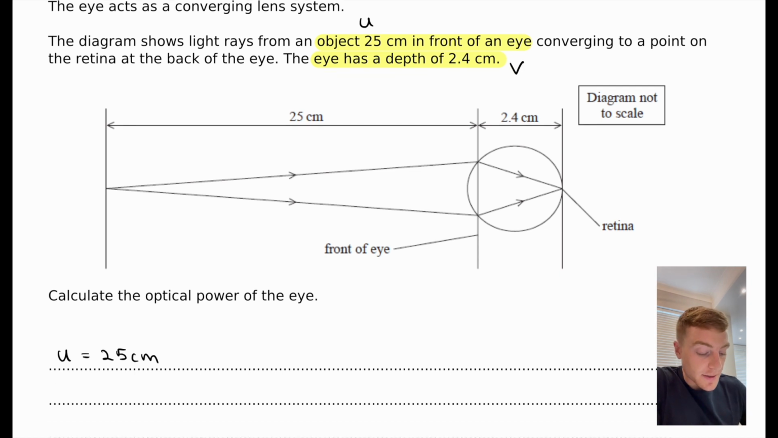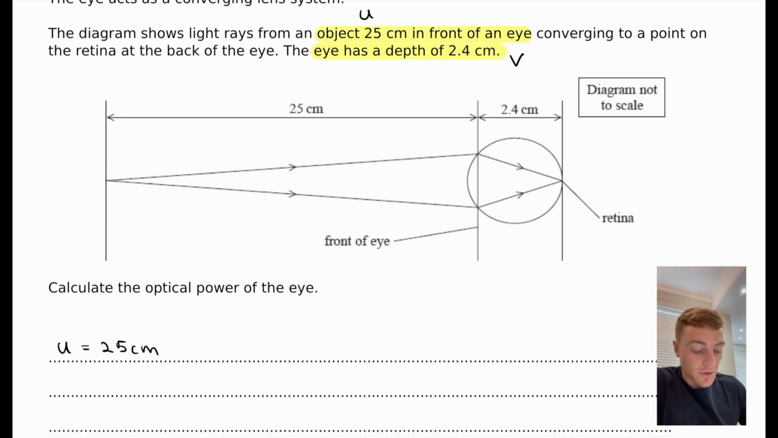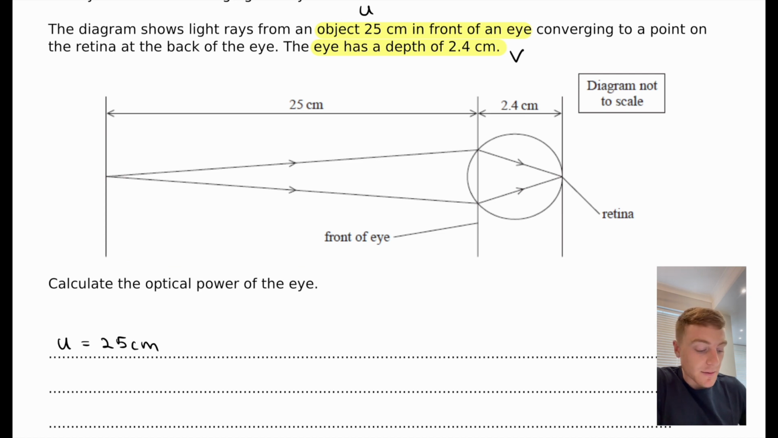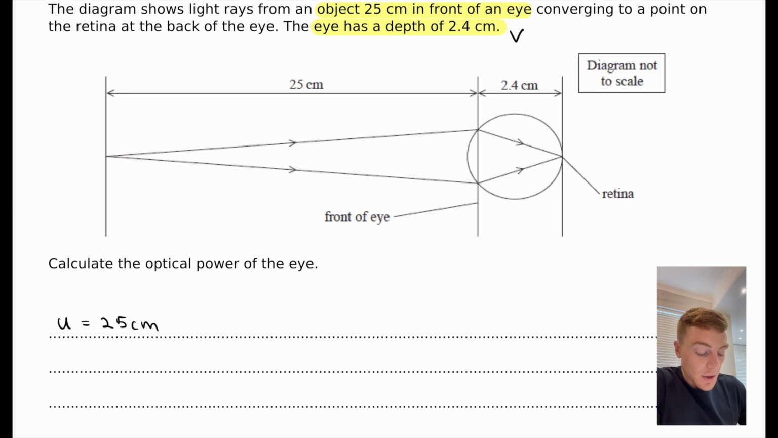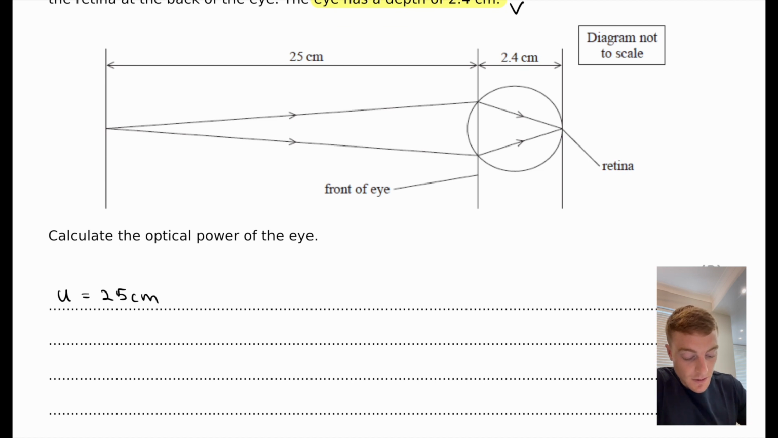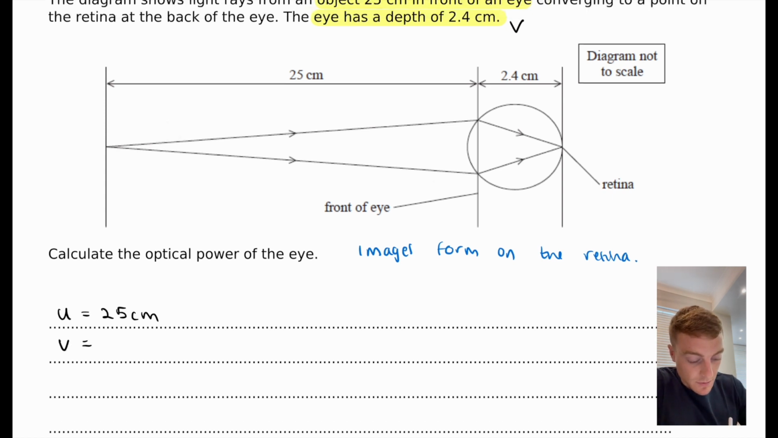Now that might not be initially really obvious, but just from repetition of questions, this setup of having an object in front of the eye just repeats itself time and time again. So you'll start to see that we always want the image distance. This distance here, the image distance, is always going to be the distance between the lens of the eye and the retina, because images form on the retina. So that's the key point I'd like to get down actually. So we just say images form on the retina. Okay, so v is equal to 2.4 centimeters.